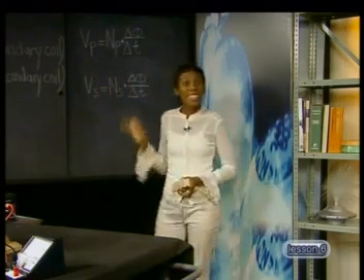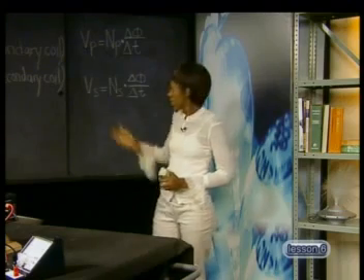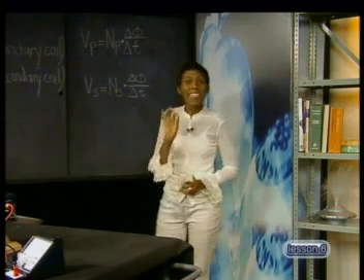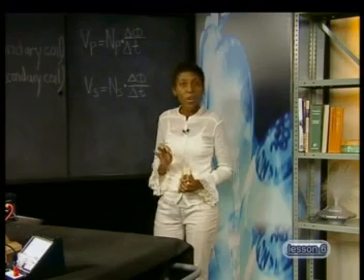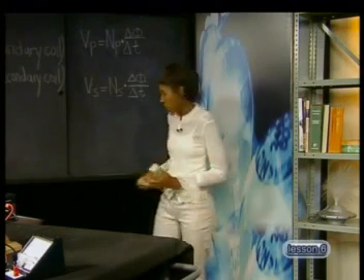Now we can divide each equation by the number of turns to get an expression for the rate of change of magnetic flux.